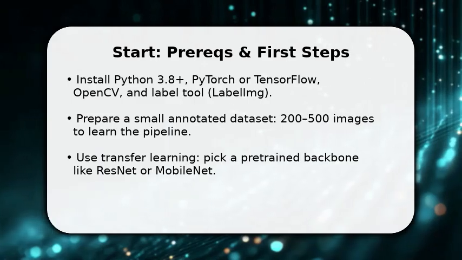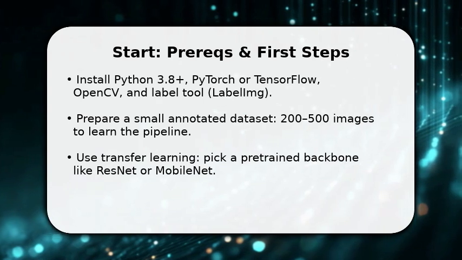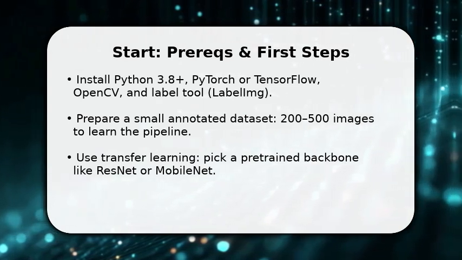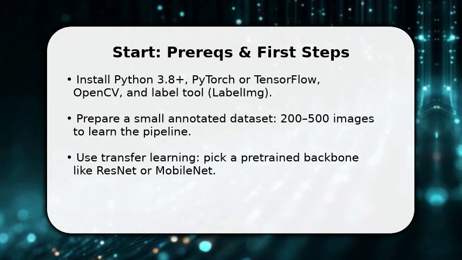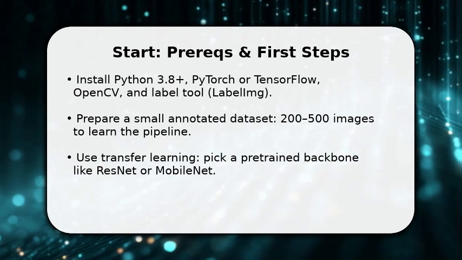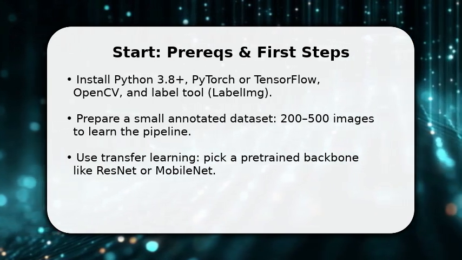You begin by checking prerequisites and taking immediate action. Install Python 3.8+, PyTorch or TensorFlow, and OpenCV. Next, collect 200-500 representative images and annotate them with bounding boxes. This gives you rapid feedback.